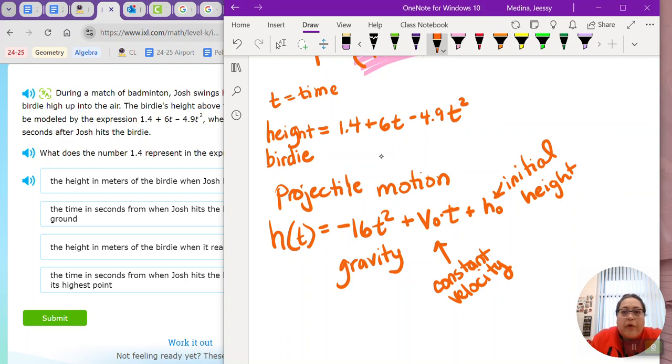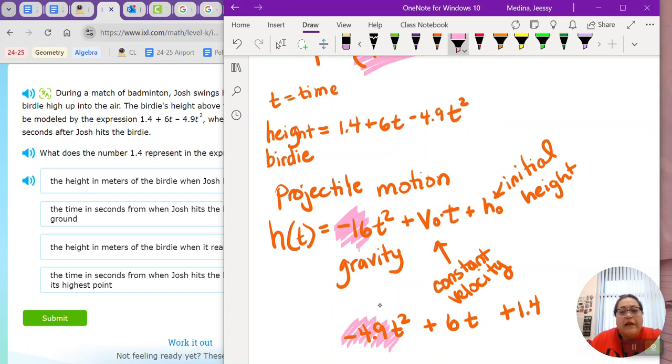So if I reorganize this, and then you say, but Ms. Medina, that says negative 16, and this one says negative 4.9. All right, so one of them is with the metric system, and the other one is not. Are we clear? So that's why the numbers are different, but it's still the same thing, just converted to different units.